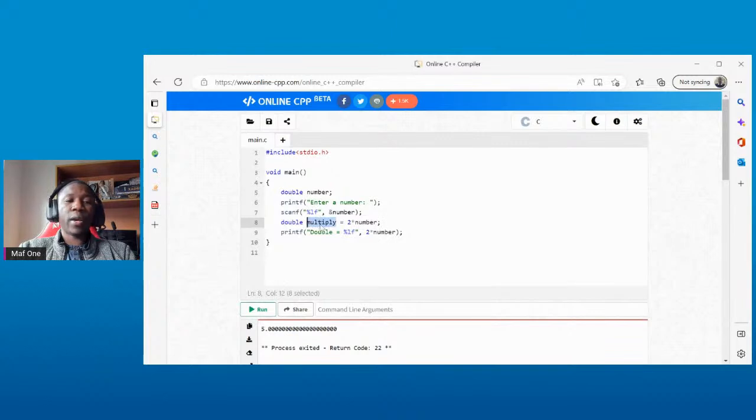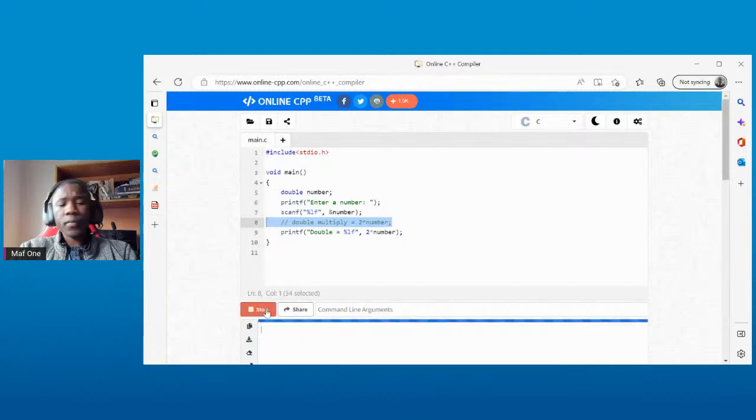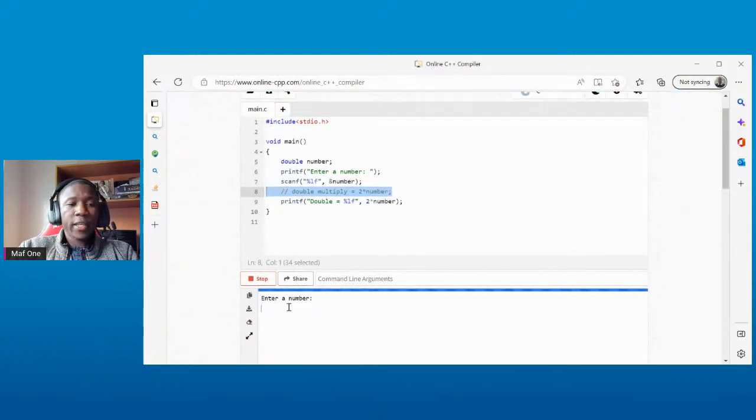Now you can use this here or that directly. If you want to use directly, I can comment this value here. This is not part of the code anymore. So in this case, enter a number, number 3. The double of number 3 is 6. It's saying 6 with some decimals.